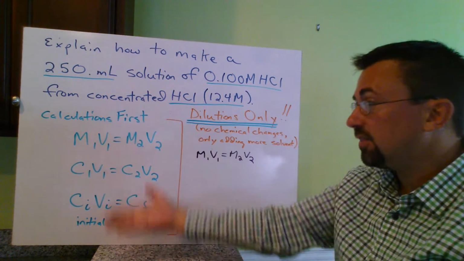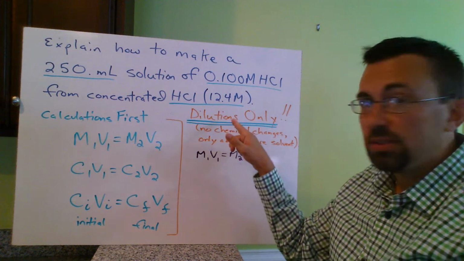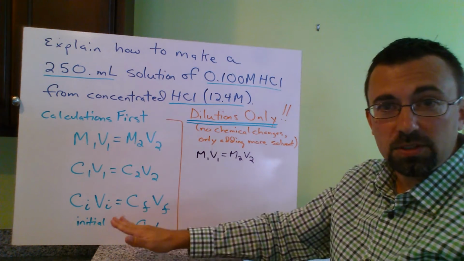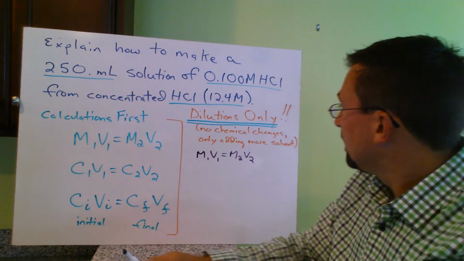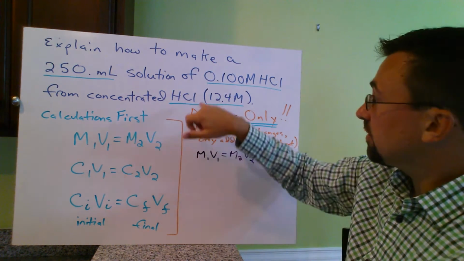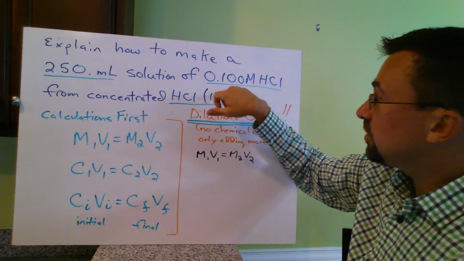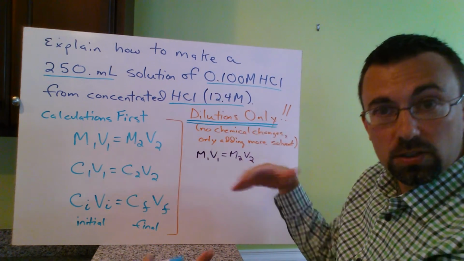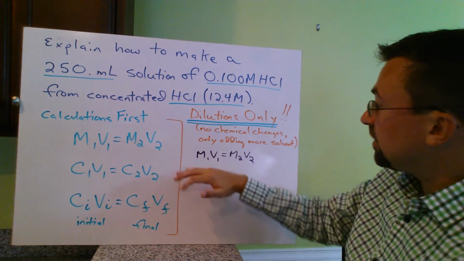So if we are doing a dilution, by all means, use this, please. It's wonderful. I love it. It's a great shortcut. If we are not doing dilutions, don't even let this come into your brain. All right, now that we've said that, this is clearly a dilution. There's only one chemical. We're just going from a high concentration to a low concentration, or what we call dilution. So we can use it.